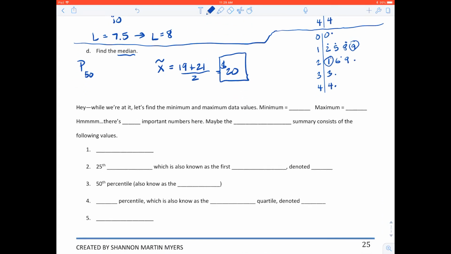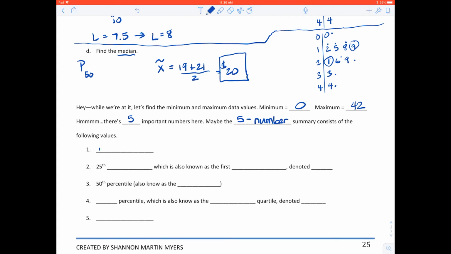Hey, while we're at it, let's find the min and max data values. So the min, remember, was 0. The max was 42. There's 5 important numbers I see. One of them was just a practice problem, but maybe I had an evil plan. Maybe the 5 number summary consists of the following values.